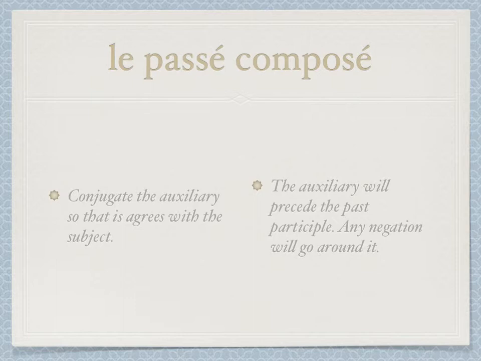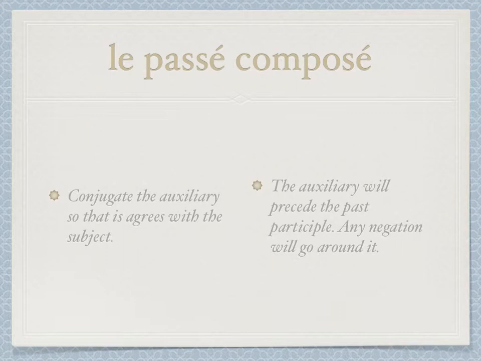So your auxiliary will be conjugated like j'ai, tu as, il a, elle a, nous avons, vous avez, ils ont, elles ont, when your auxiliary is avoir. And when it is être, it will be conjugated as je suis, tu es, il est, elle est, nous sommes, vous êtes, ils sont, elles sont. There will be a slight modification when you're working with a reflexive verb, and that's because there's a pronoun. So it would sound something like this: je me suis, tu t'es, il s'est, elle s'est, nous nous sommes, vous vous êtes, ils se sont, elles se sont.